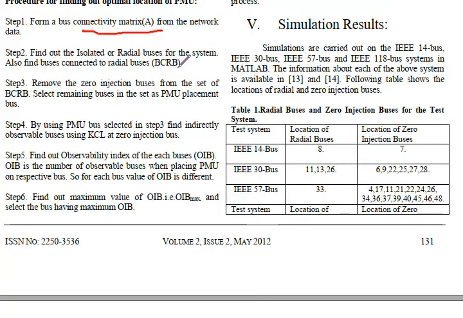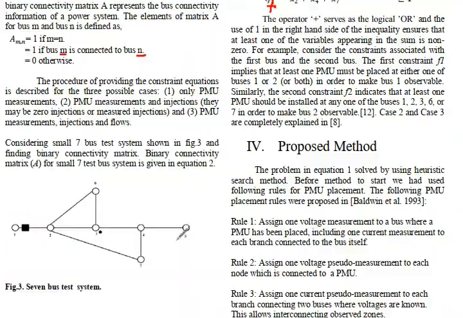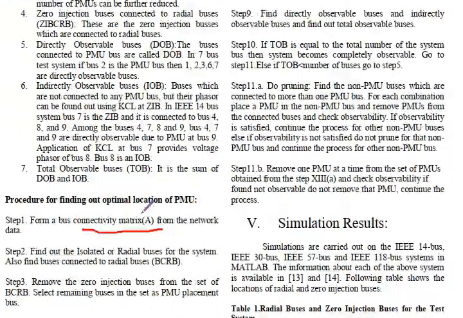In this network, our radial buses are the last bus, bus number 5, and bus number 1. The buses connected to these radial buses are, in this case, bus number 4, and in this case, bus number 2. Bus number 2 and bus number 4 are the buses connected to the radial buses.